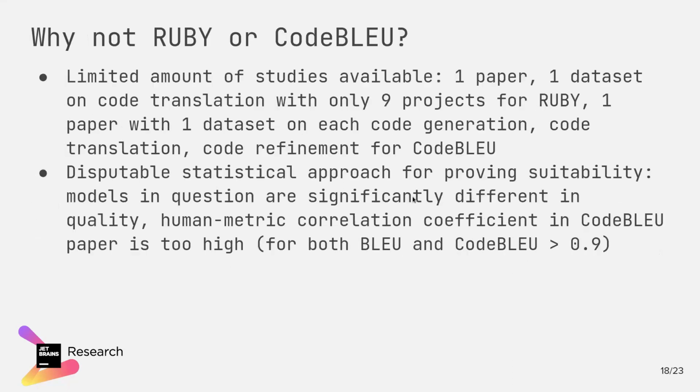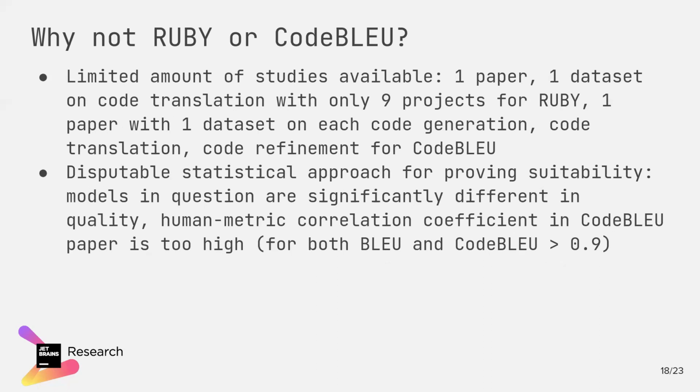Okay, so Ruby and CodeBLEU seem to be quite nice. I mean, they were created with code in mind. They are claimed to be good for code-related tasks, and CodeBLEU is claimed to be good for code generation tasks in particular. So why don't we use them by themselves as they are? Why do we need to study them?